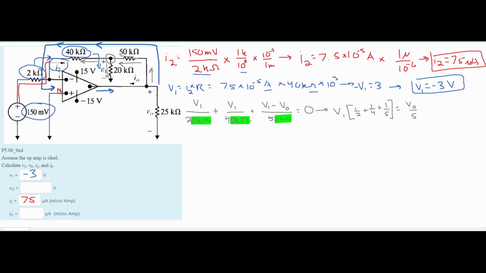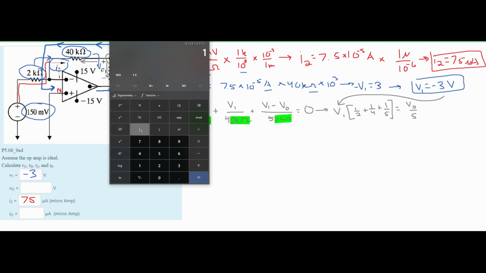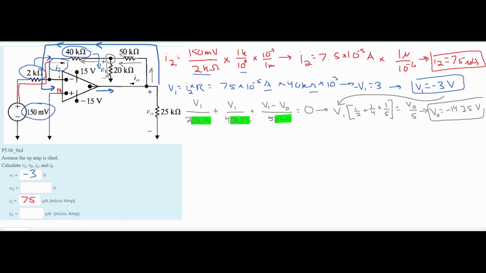Now I can plug all this into a calculator and substitute for our v1 a minus 3. So we're going to get 0.95 for our left side. Since we want to solve for v-naught, we have to get that by itself. We're going to multiply both sides by 5 to get v-naught by itself. And if we do that, we're going to get a negative 14.25. And this is the answer for our v-naught.